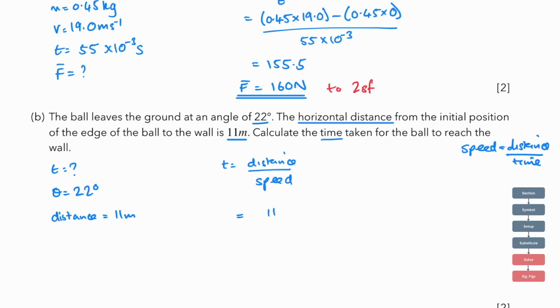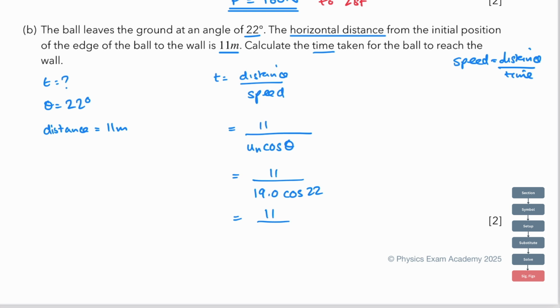We know the distance is 11, but what's the horizontal speed? The horizontal speed is going to be 19.0 cos theta. So substitute in 11 divided by 19.0 cos 22, which is 11 divided by 17.6, and that gives us an answer of 0.624. And of course, we want to give that to two significant figures. Time is equal to 0.62 seconds.